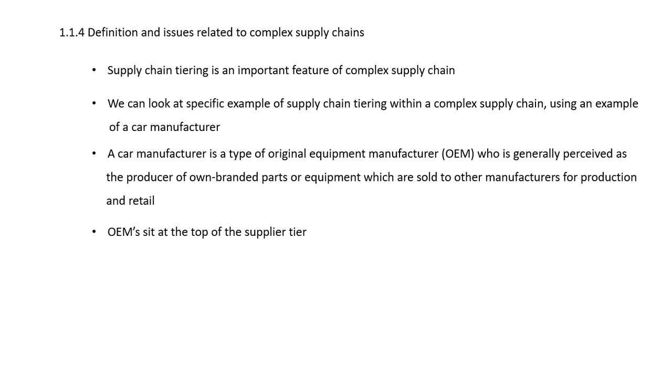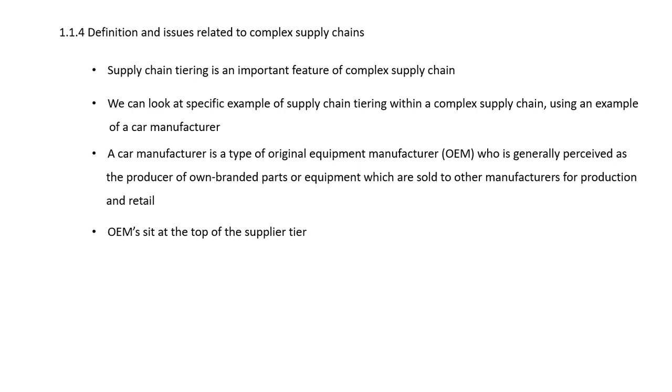Now, let's move to the fourth point. 1.1.4. Definition and issues related to complex supply chains. Supply chain tiering is an important feature of complex supply chains. We can look at a specific example of supply chain tiering within a complex supply chain using an example of a car manufacturer. A car manufacturer is a type of original equipment manufacturer who is generally perceived as the producer of own branded parts or equipment which are sold to other manufacturers for production and retail.